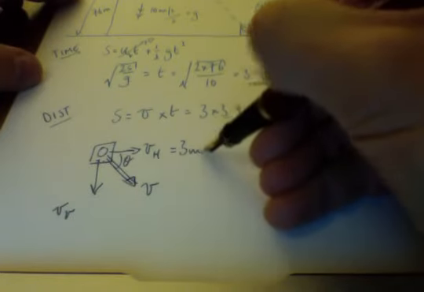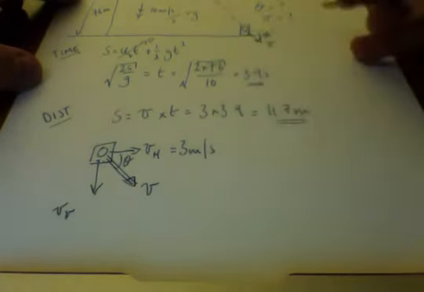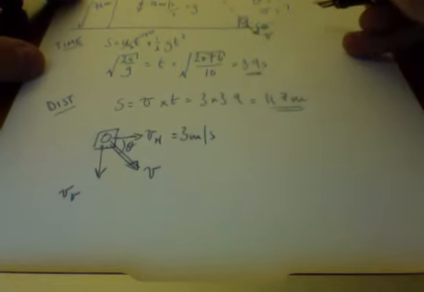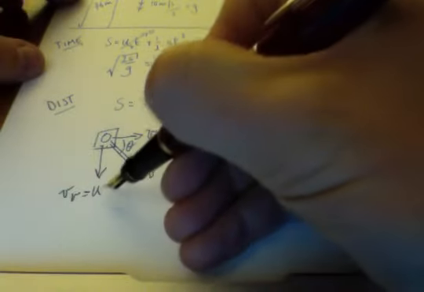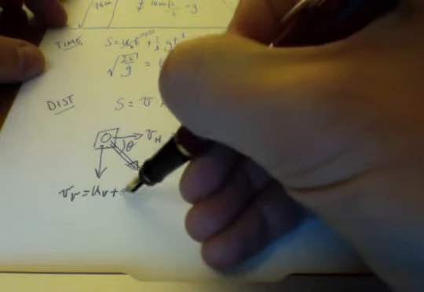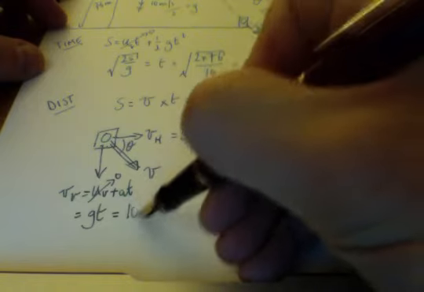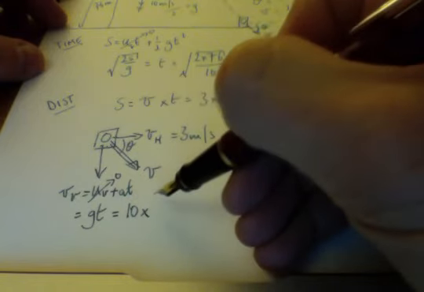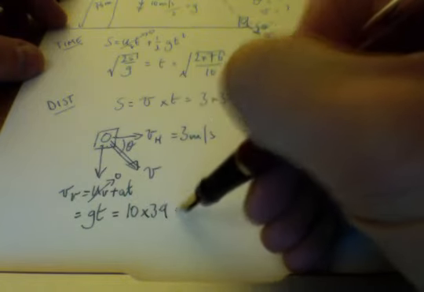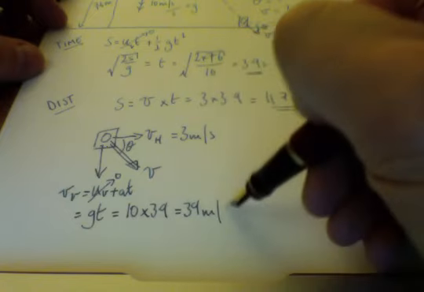Horizontal velocity is easy, that's 3 meters per second, because we said the motion stays constant as it goes horizontally. The vertical is going to be the initial vertical velocity plus the acceleration times time, which, once again, we know it because it's been projected horizontally. It has no vertical initial speed, so therefore this becomes gt. And our expression for g is 10, and our time period was 3.9, so that gives us 39 meters per second.